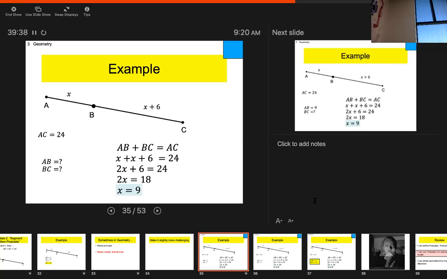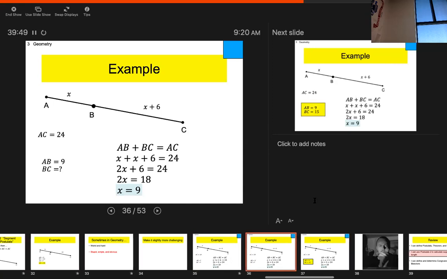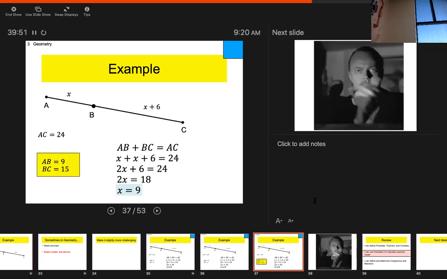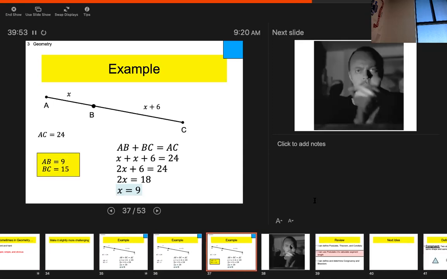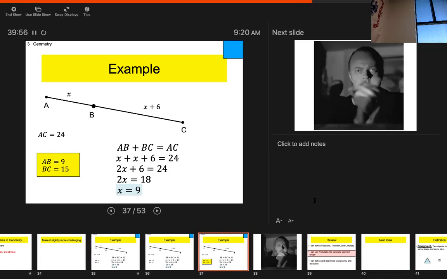Am I done? No. Because what does the question say? How long is AB and how long is BC? So how long is AB? 9. How long is BC? 9 plus 6. Who's lost? Right? There's the answer. There's geometry for you. They're not going to tell you how to solve the problem. They're going to present you with something that you've got to logically think through using your book of knowledge. We know that the segment addition postulate says this piece plus this piece equals the whole thing. Right?